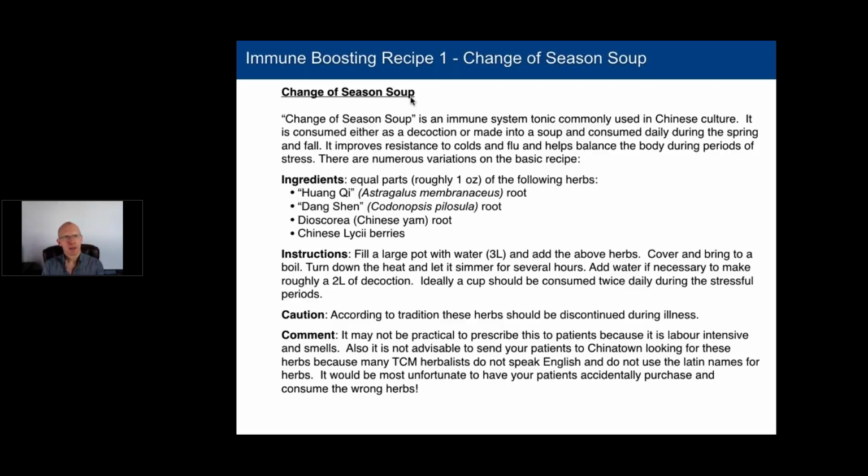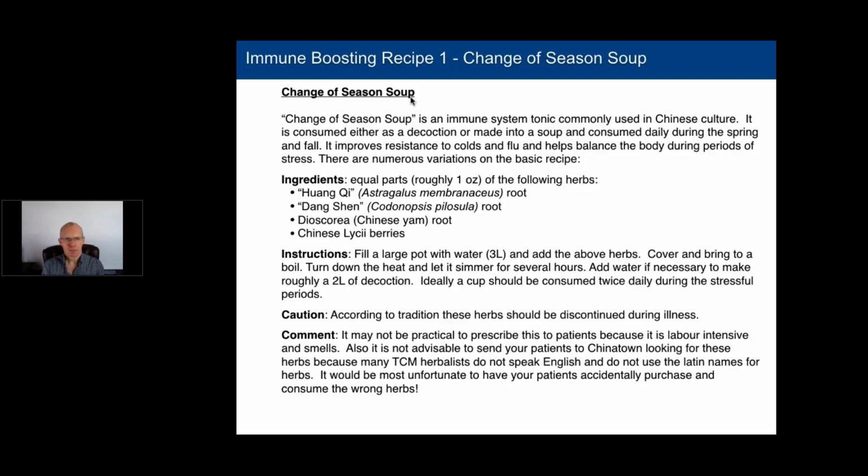So this little recipe here is change the season soup. This is a traditional Chinese formula. You can buy the raw ingredients and mix them up together. It's used in Chinese medicine, but it's also common knowledge, I think, in a lot of the Chinese population. These herbs would be boiled up in a big pot, and it could be drunk as a decoction, basically a hot water extract, or you could add it to a soup, use it as a broth and make chicken soup or something.